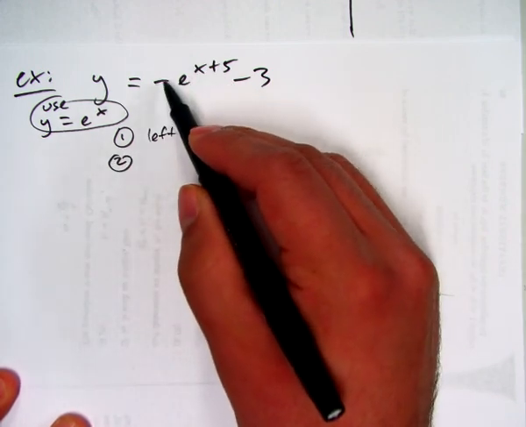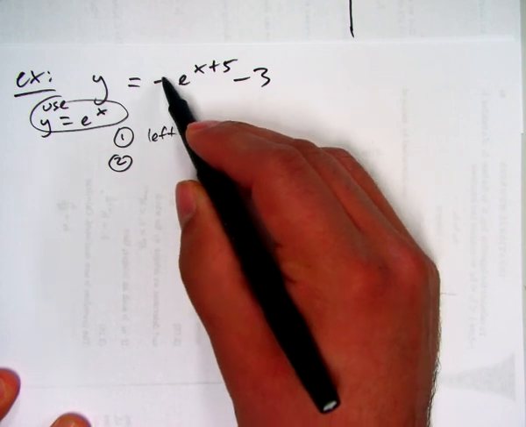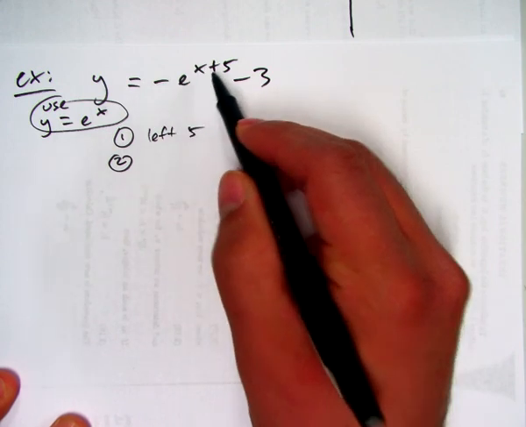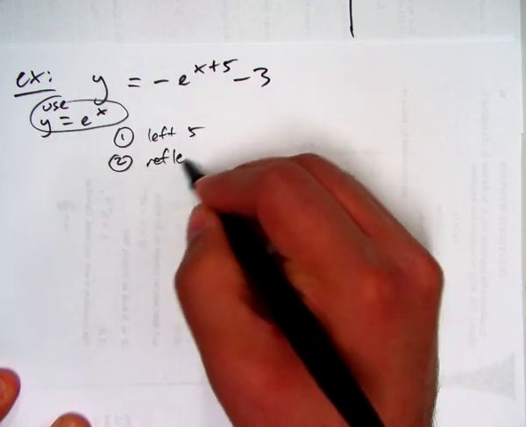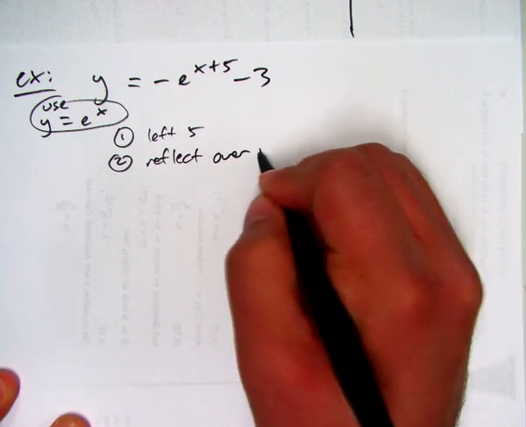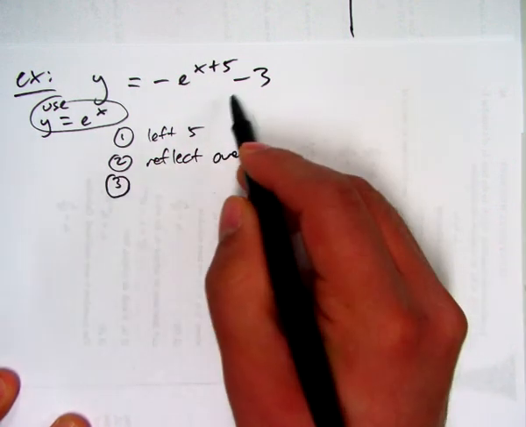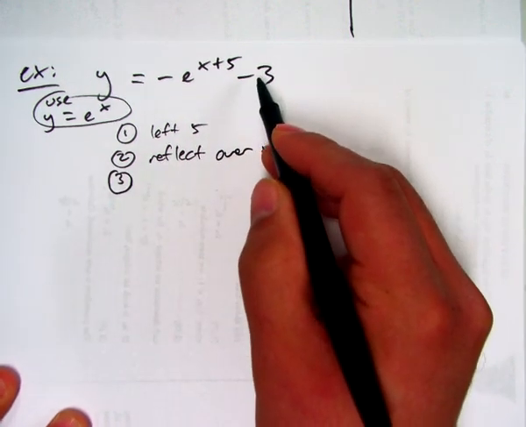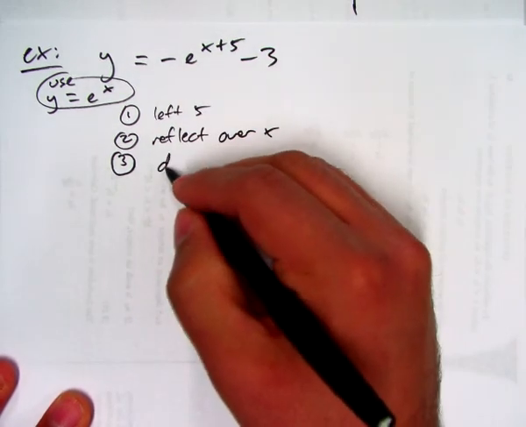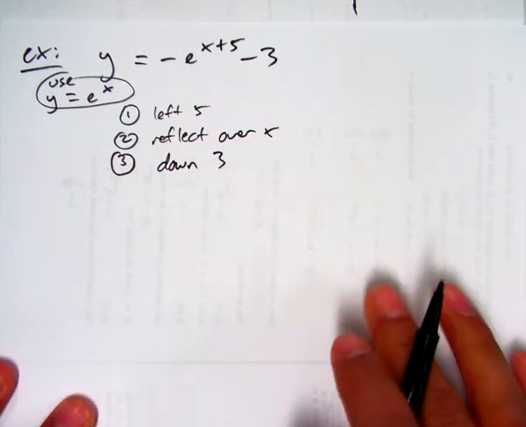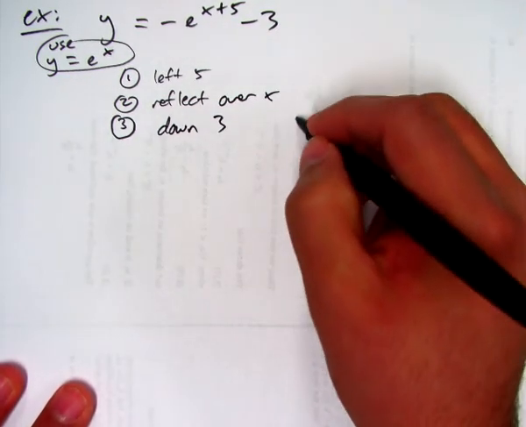Any reflections come next, and since there's a negative in front of the function, we're going to reflect over the x-axis. And then the last thing we do is any shifts up or down, and we can see here that there's a shift down 3. So we're going to do the same thing we did with the other graph.